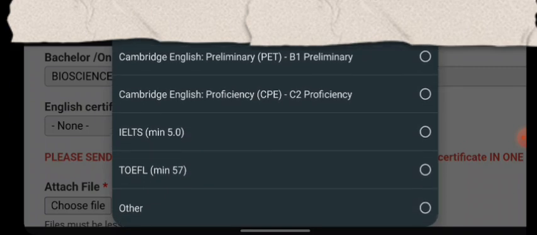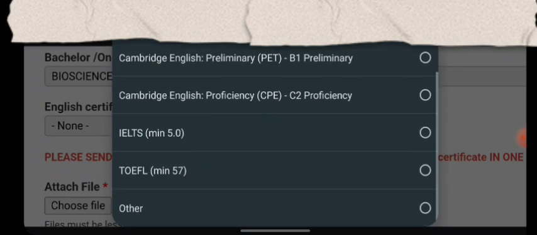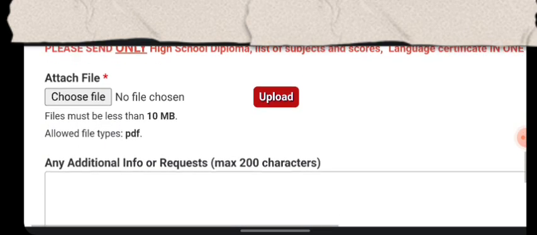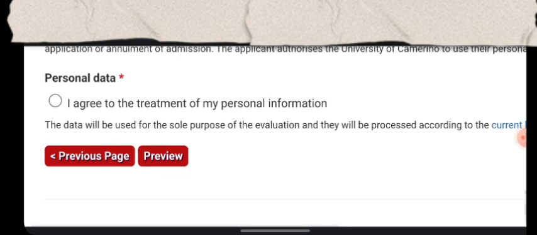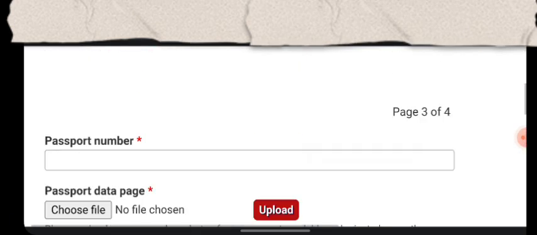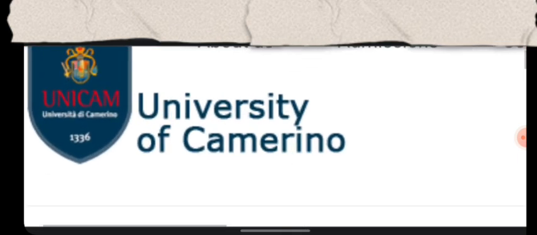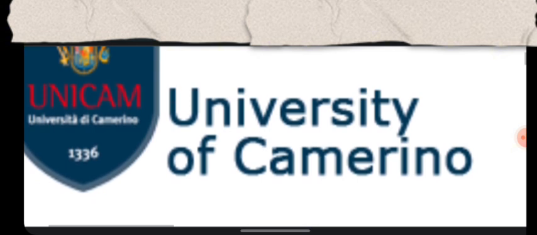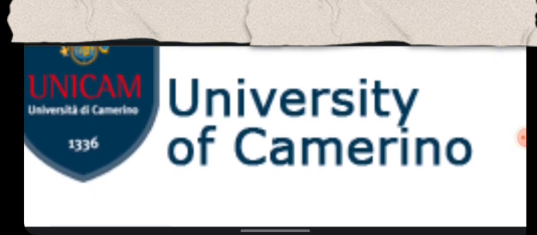So if I click on this, what proficiency do you want to provide? I would just say others. I'll just write waived for all of those. Then you go to the last page, you preview all your responses, then you submit. So that is everything you need to do about this particular university today, which is one of the top universities that you can apply to if you're looking to get a scholarship in Italy.